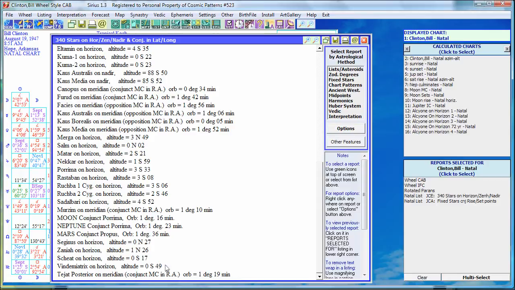Altitude means distance from the horizon. I mean, altitude has different meanings depending on context. In this context, it means distance from the horizon. And as we saw in the sky map, Vindemiatrix was just below the horizon. So isn't that cool? You saw it, and here it confirms it.